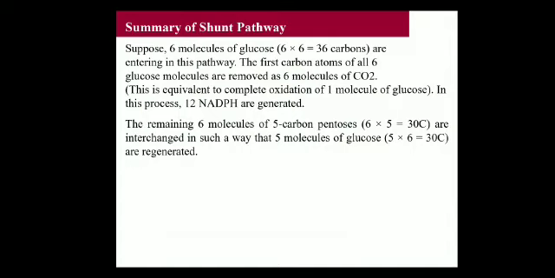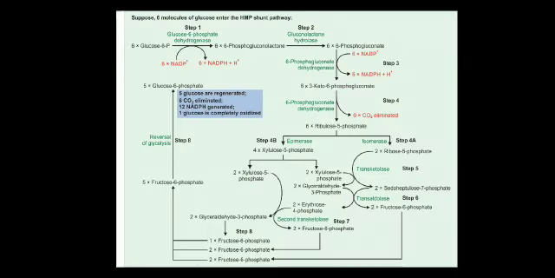In each cycle 2 NADPH are generated. So 6 cycles, that is 6 molecules of glucose, means 12 NADPH are generated. The remaining 6 molecules of 5 carbon pentoses are interchanged in such a way that 5 molecules of glucose are regenerated. So this is a summary of the shunt pathway. Here is the whole pathway. Just have a look. I have already explained in the previous slides, so you just have to observe what is happening here.